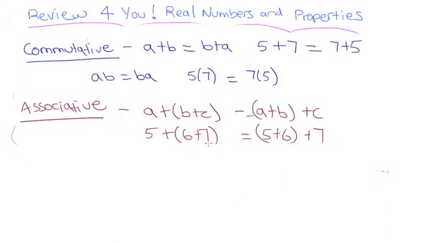Because 6 plus 7 is 13, 5 plus 13, whereas this one is 11 plus 7. 18. And this one is 18. Same thing. So that's addition.